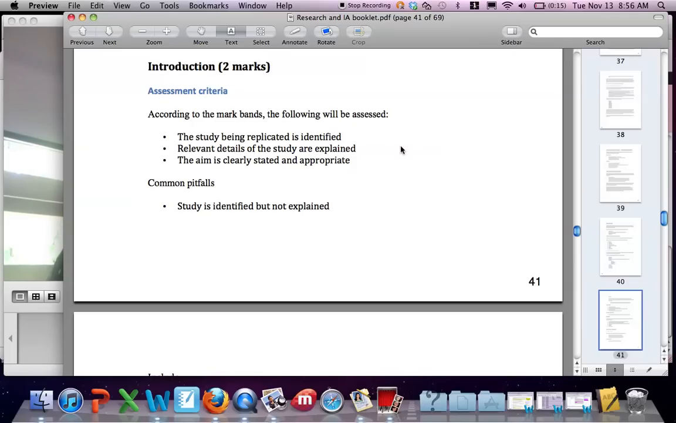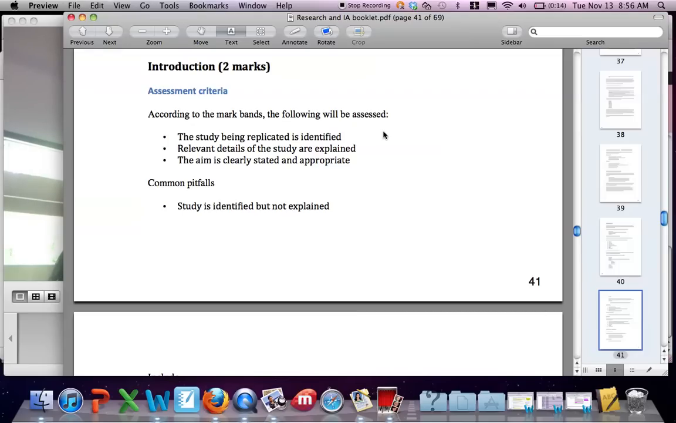Your introduction is only worth 2 marks, but that's out of 20, so it's actually worth 10% of your mark. So you don't want to lose marks at this stage. It should be something where you get 2 marks out of 2. There's no reason to lose marks in the introduction.